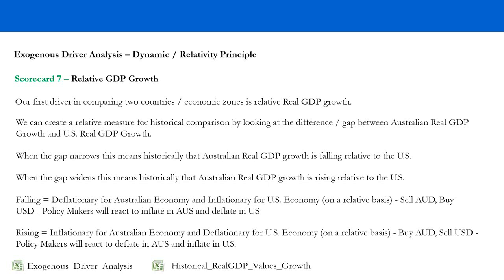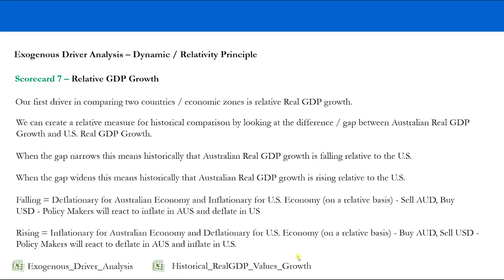So we're going to look at some new spreadsheets now. We're going to start building out our exogenous driver analysis in our new sheet, exogenous driver analysis. When we're looking at real GDP growth, we've actually provided you with a table with all the GDP values and percentage growth numbers for every country in the world, in this spreadsheet here, historical real GDP values and growth. Okay, so let's get stuck into this and go over to the spreadsheets.